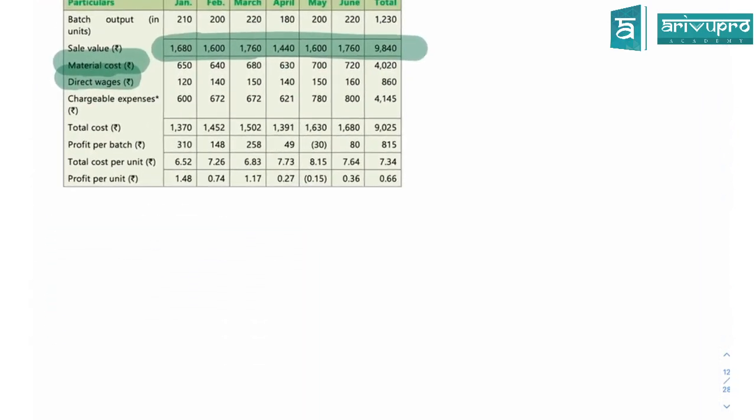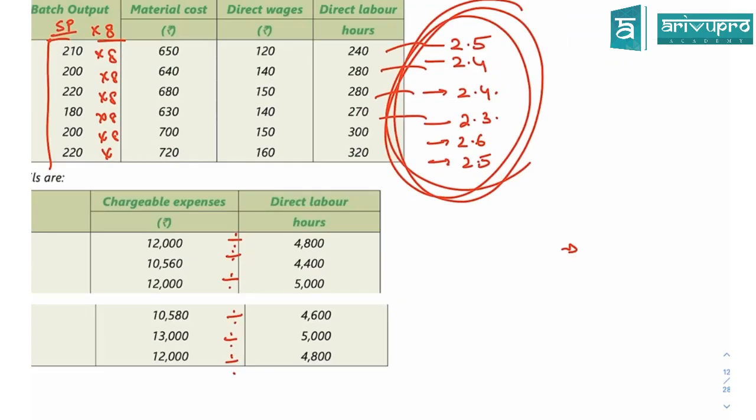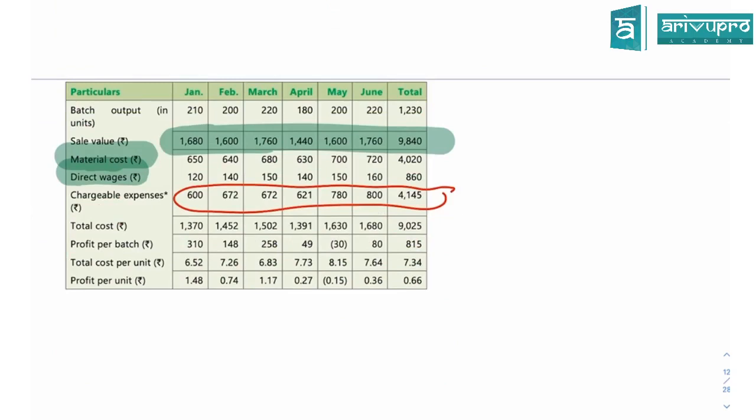Reading every day will save you 6 months. So my chargeable expenses become this much. That is multiplying here 200 into 2.2, 240 into 2.5, 280 into 2.4. I'll end up getting these expenses. So I'll get my total sales value minus total cost. That is going to give me my profit. Are you clear?